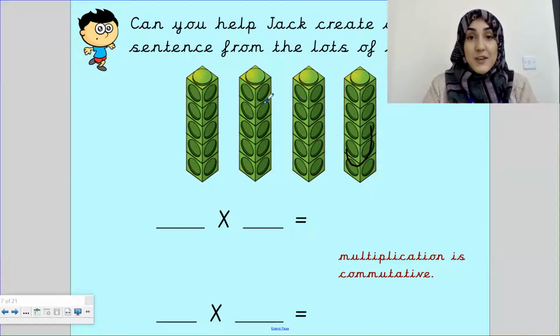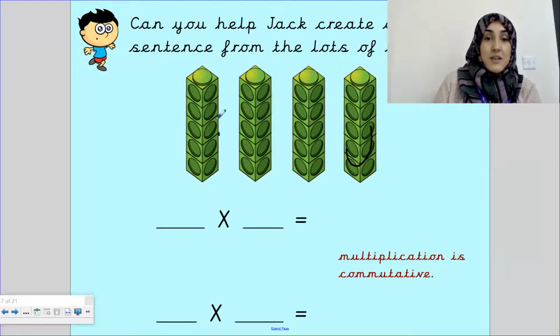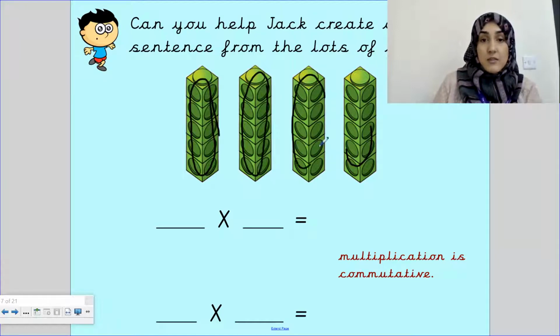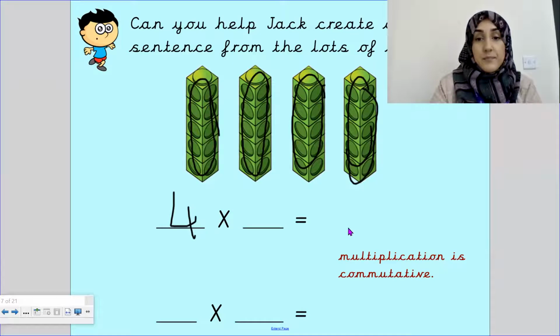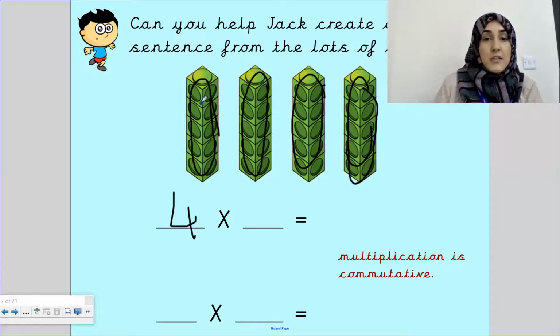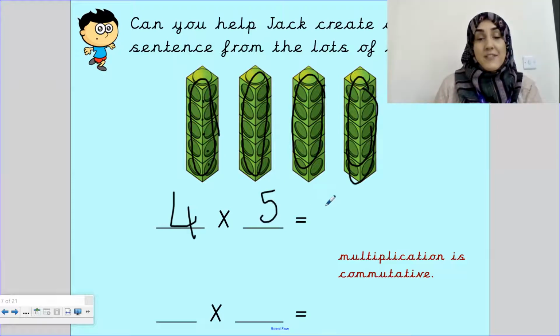So the first thing we're going to do is count the lots of cubes. Let's count them together. There is 1 lot here. That's 2 lots. That's 3 lots. And that's 4 lots. There are 4 lots of... How many cubes are in each lot? 1, 2, 3, 4, 5. Well done. 4 multiplied by 5 equals 20.